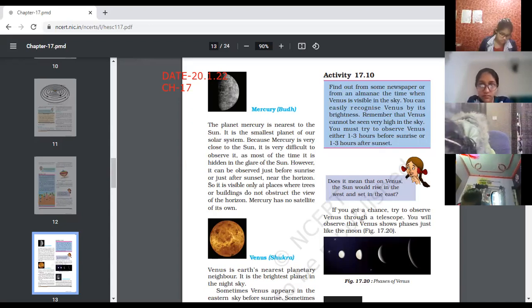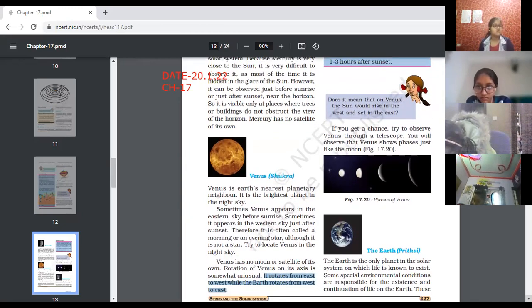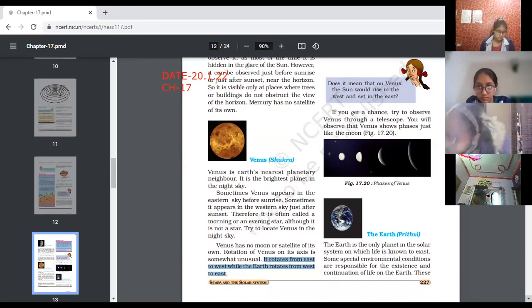Yes, beta. Does it mean that on Venus the sun could rise in the west and set in the east? If you get a chance, try to observe Venus through a telescope. You will observe that Venus shows phases just like the moon. Phases of Venus are just like the phases of the moon. Okay, next one, the third planet we are going to study is Earth.